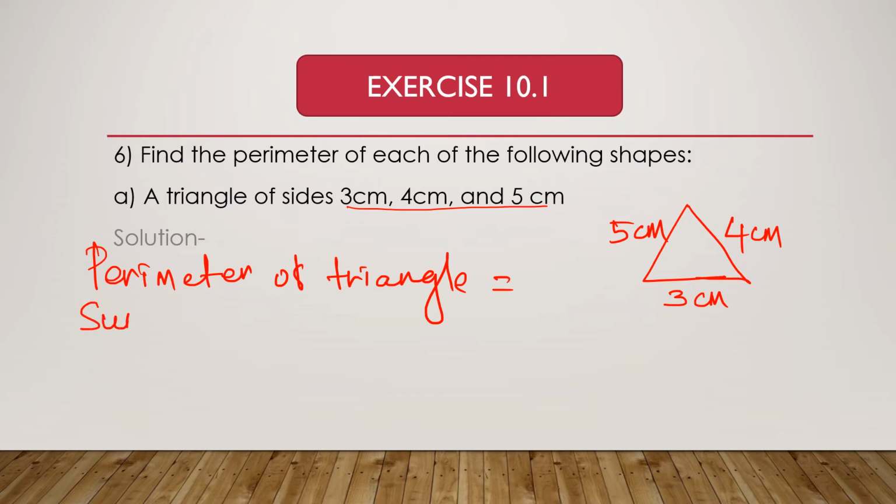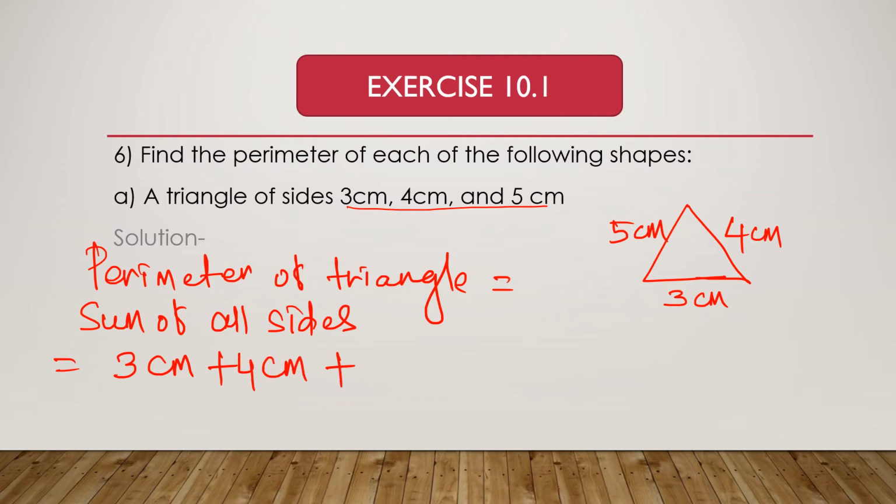That is sum of all sides. 3 cm plus 4 cm plus 5 cm. And this is 3 plus 4 is 7, 7 plus 5 is 12 cm. So perimeter of the triangle is 12 cm.